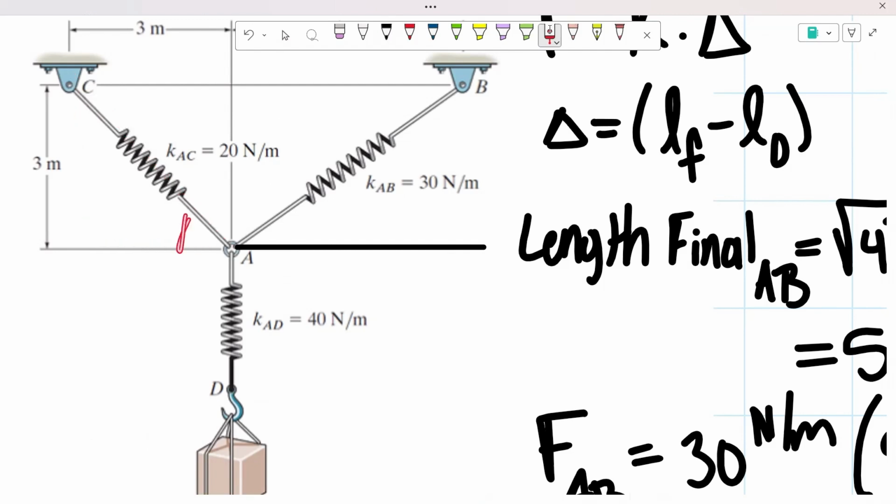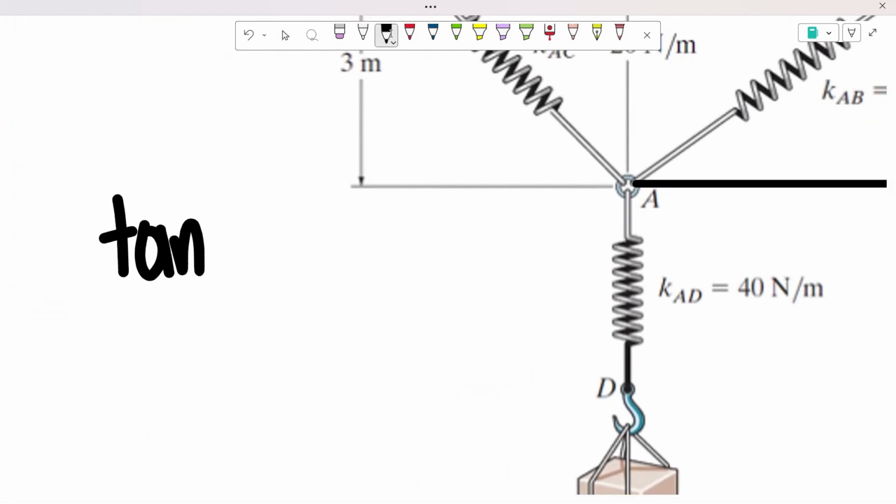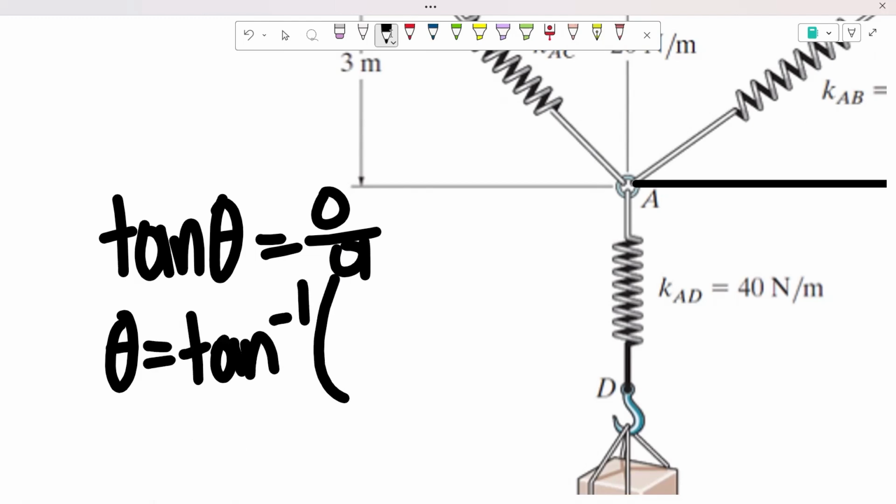If we look at this triangle right here and we're trying to find this angle, we know that this side of the triangle is 3 meters long, and this side is also 3 meters long because it's given to us up here. With respect to this angle, we know the opposite side and the adjacent side. If you guys remember, tangent is opposite over adjacent. If we call that angle theta, tangent theta is equal to opposite over adjacent, and solving for theta, theta is equal to the tangent inverse of opposite over adjacent, which is just 3 over 3.